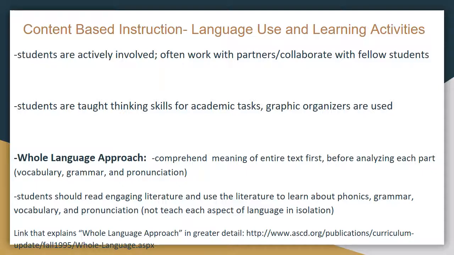In this way, students are not learning it in isolation, where you have 5 minutes of phonics time, and then you have 10 minutes of grammar time where you practice sentence structure. No, instead, the whole language approach would be where students are presented with a text. They practice reading it several times with the teacher's support. They end up developing a comprehension of the main ideas of that text.